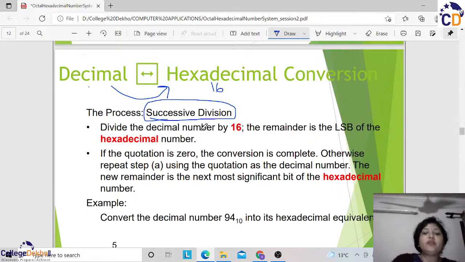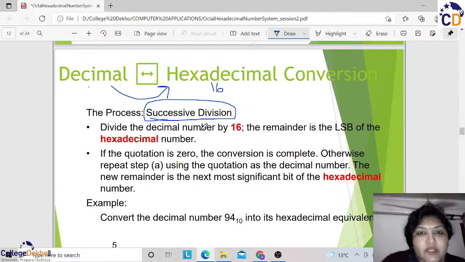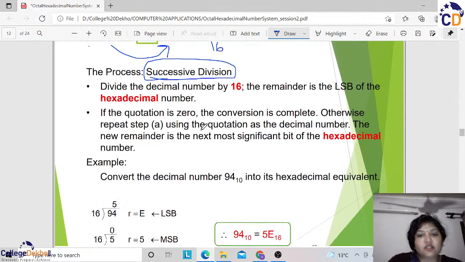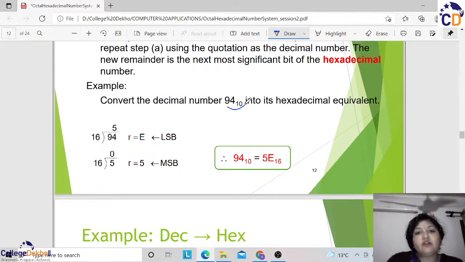The process would be division, and as we have a hexadecimal number, the base of hexadecimal is 16, so we divide that number by 16. We have taken a decimal number and now we want to convert it into a hexadecimal number. So 94 divided by 16, the quotient will be 5 and your remainder would be E.